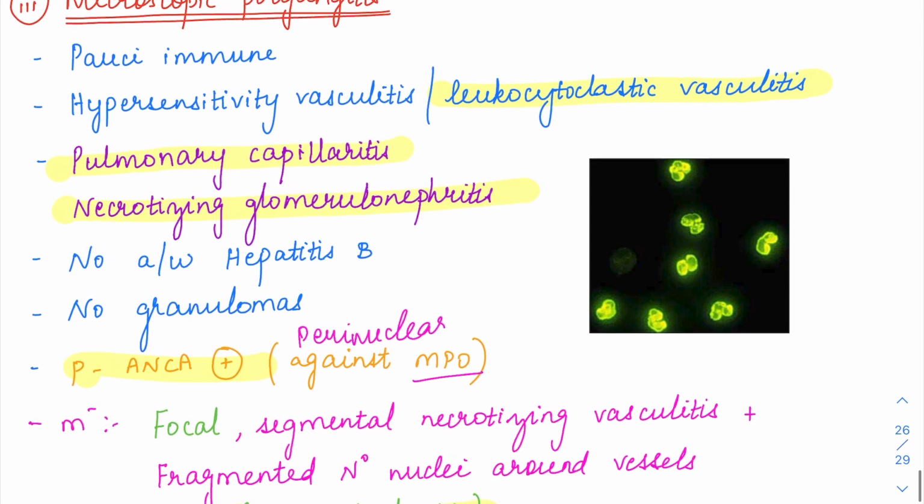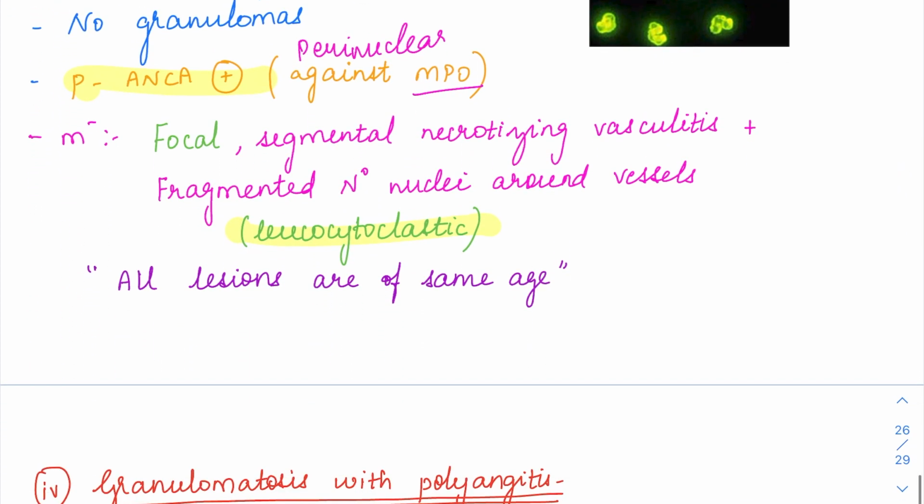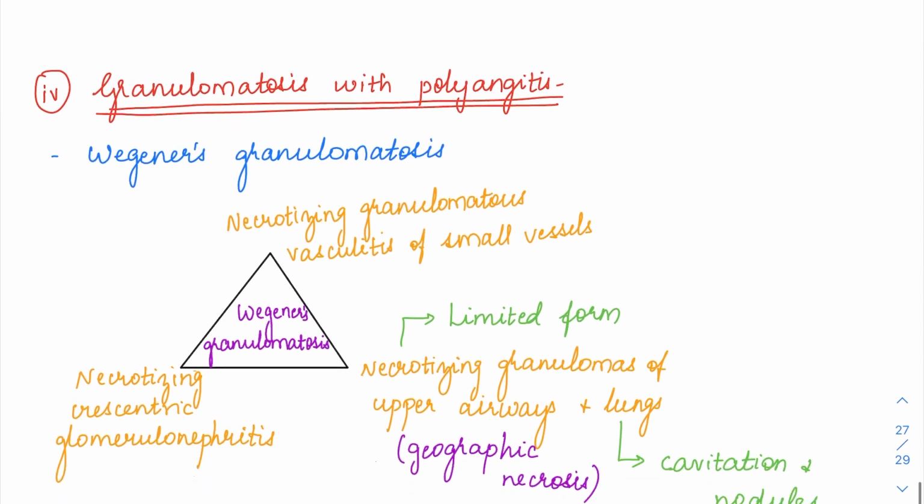Okay, it is also called hypersensitivity vasculitis or leukocytoclastic vasculitis, and the classical feature of this will be the fragmented neutrophilic debris present around the vessels. The next small vessel vasculitis, again a pauci-immune vasculitis, will be granulomatosis with polyangiitis.